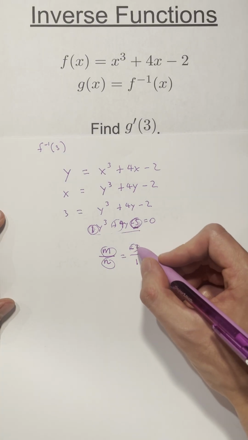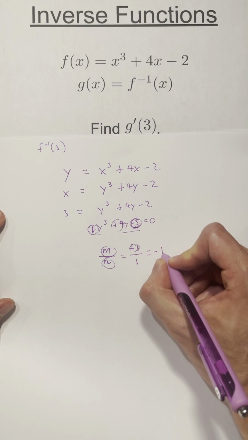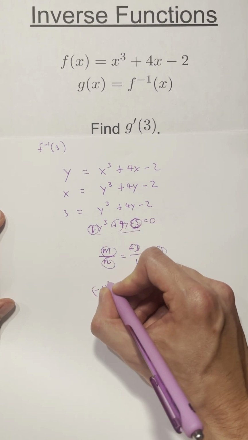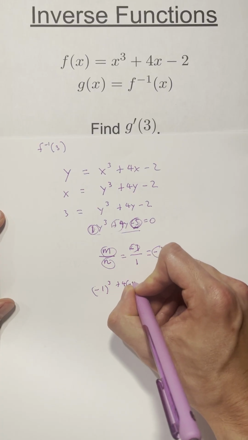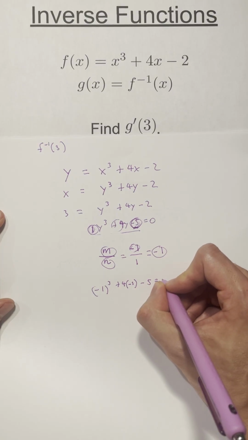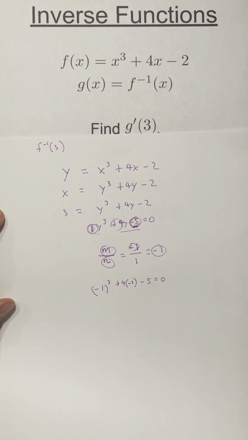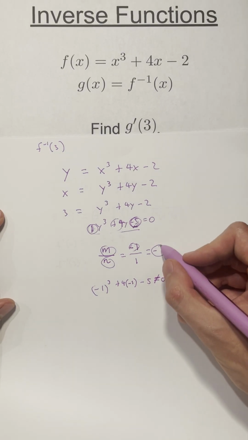Yeah, these divisors can be positive or negative. Okay, so -1 divided by 1 is equal to -1. Let's try plugging this in. So -1 cubed plus 4 times -1 minus 5 equals 0. Wait, is this true or not? No. So let's try another possible root.